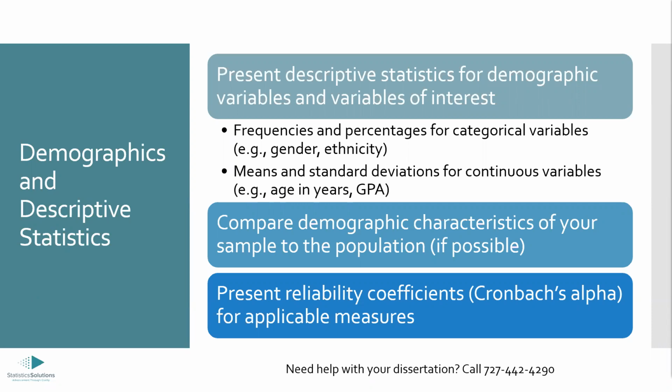And another thing you may want to present in the descriptives is reliability coefficients. So this would usually be done with Cronbach's alpha for any measures where reliability is applicable. So this would mainly be things like survey instruments that have multiple items. So for instance, if you're using some survey instrument to measure something like self-esteem and it has 10 questions, you may need to run Cronbach's alpha on those 10 questions to make sure that the instrument is reliable in your sample.